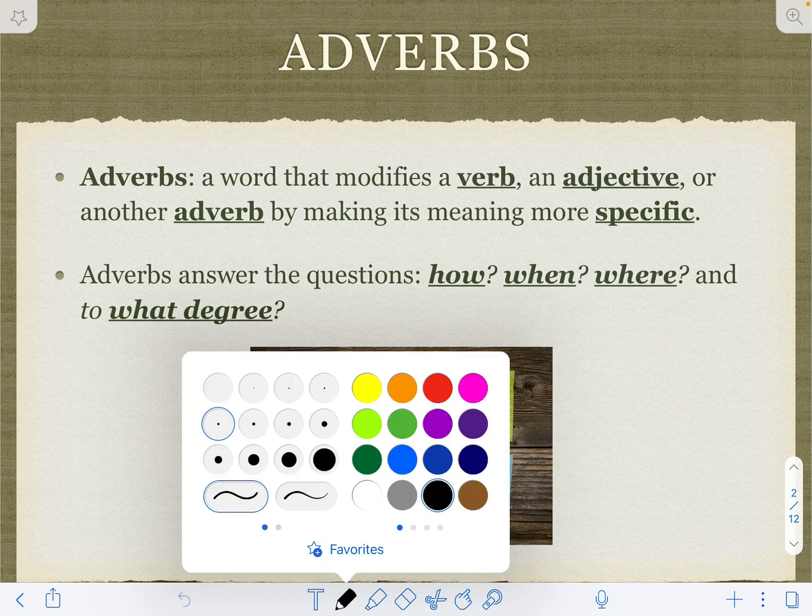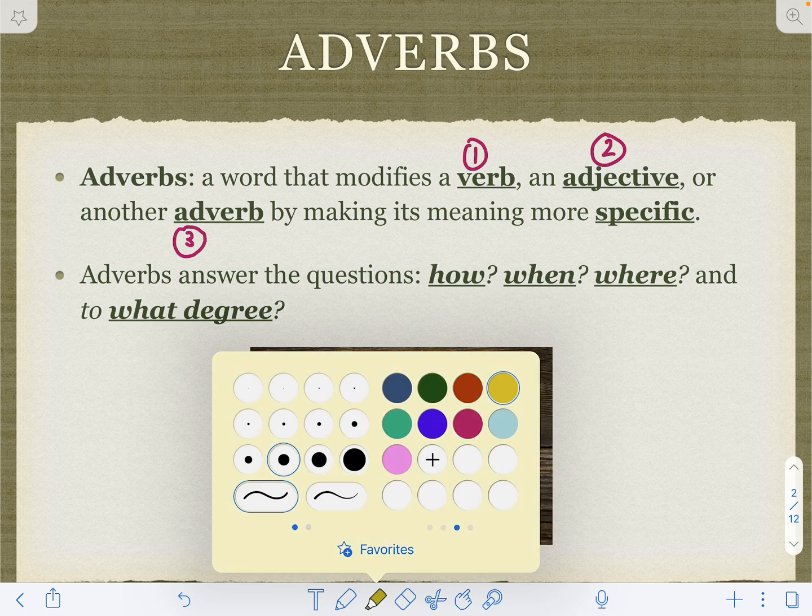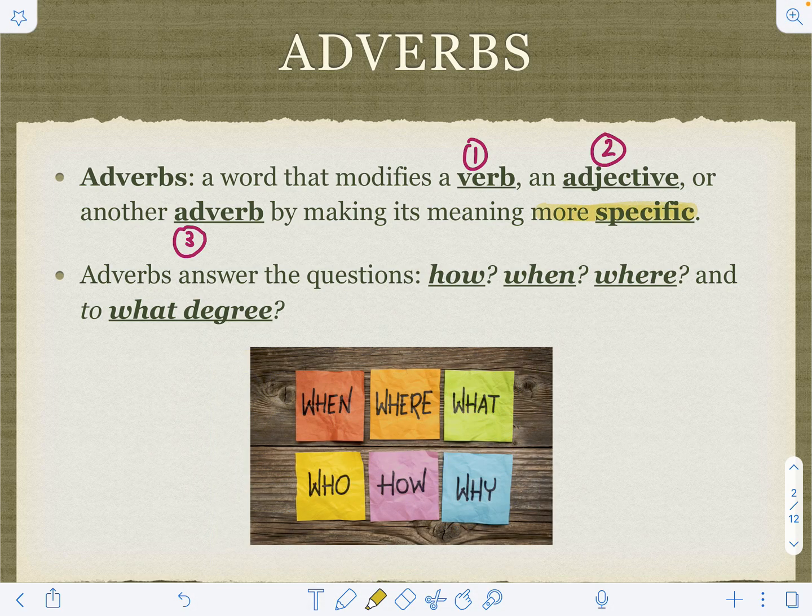The key thing to remember about adverbs is the fact that they modify three different things. So it can modify a verb, an adjective, or another adverb. And essentially what adverbs do is they clarify meaning. They make things more specific. They answer a couple different questions: how, when, where, and to what degree.